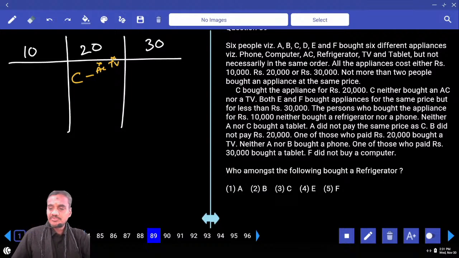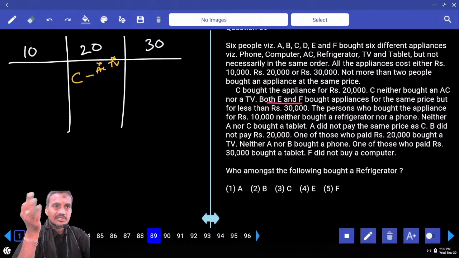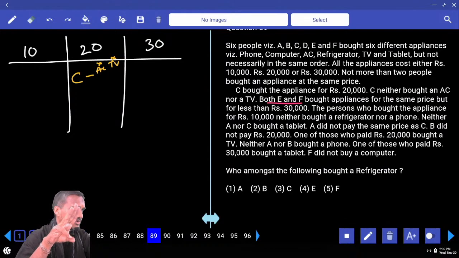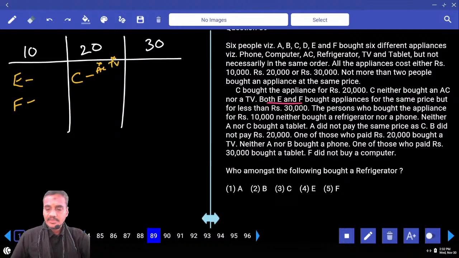And both E and F bought an appliance for the same but for lesser than 30,000. Now both E and F lesser than 30,000 and ఎక్కడ ఉండాలి చెప్పండి, either 10,000 or 20,000. 10,000, 20,000 is it possible? No, because C is already there. Then we will have 3 persons who are buying for 20,000, not possible. Hence these 2 persons E and F must be 10,000 and they are buying 10,000 product. But for lesser than 30.